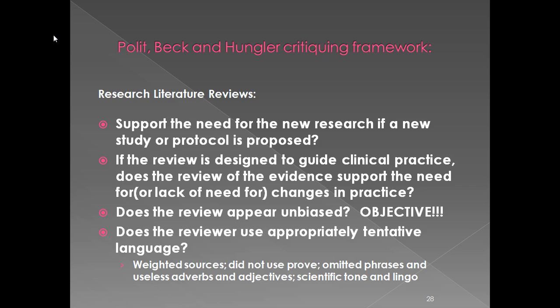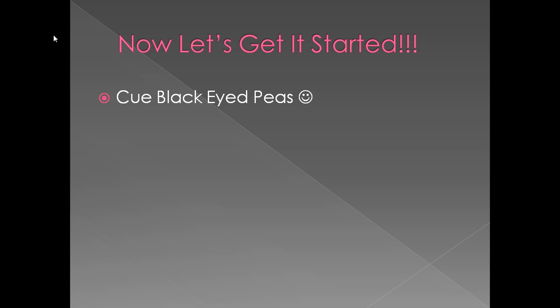Does the reviewer use appropriate language? Meaning, are you weighing your sources correctly? Remember never to use the word prove. You want to say evidence supports, not evidence proves, because studies are inherently flawed. You've omitted phrases and useless adverbs and adjectives and used scientific tone. Most of the time you can change phrases into one word. Scientific tone is just the bones, right? It's straightforward. There's no fluffy stuff.